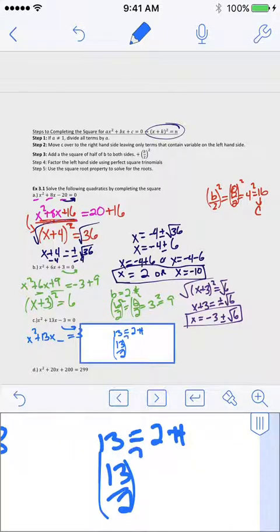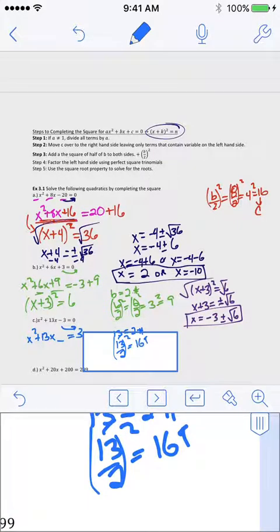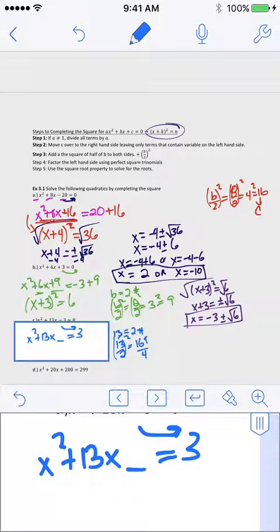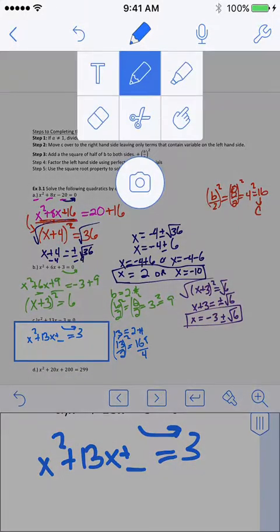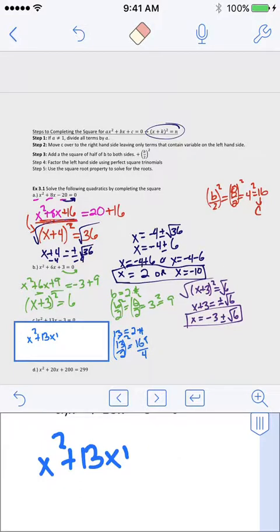In order to square it, I can use my distribution property. I get 13 squared is 169 over 2 squared, which is 4, right? Yeah, it's a fraction. Big whoop, don't care. So I'll put a fraction there. Plus 169 over 4 is equal to 3.